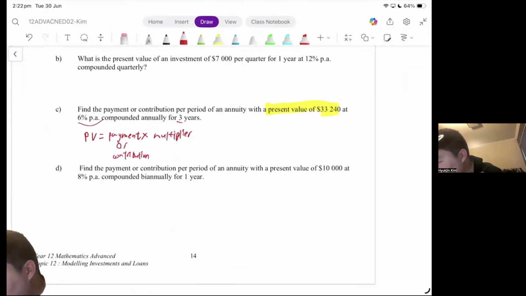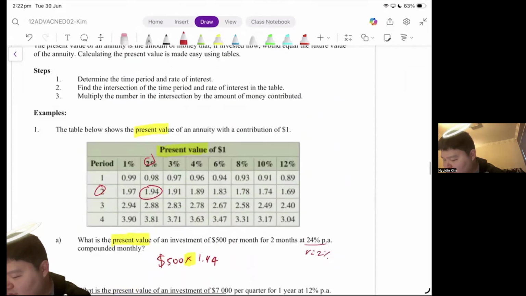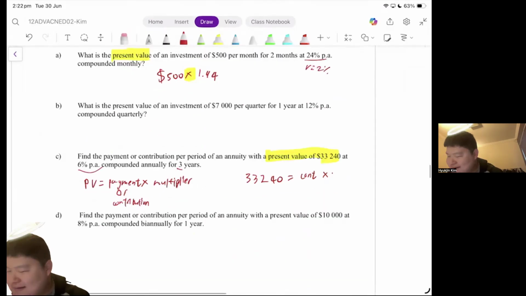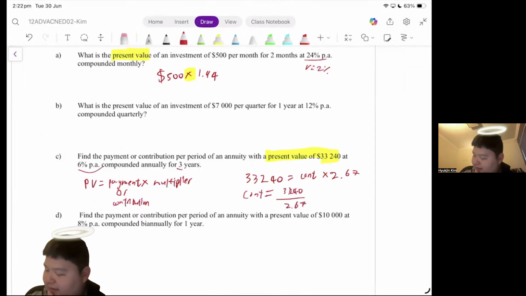So in this case, $33,000 equals contribution times the multiplier, which for 6% is 2.67. That means contribution equals 33,000 over 2.67, whatever that value is going to be, and you'll be fine.